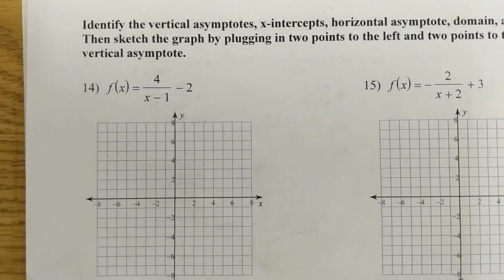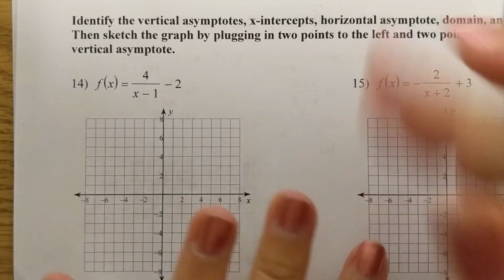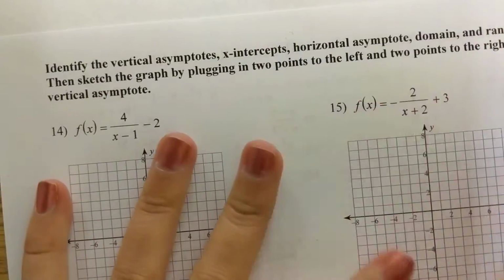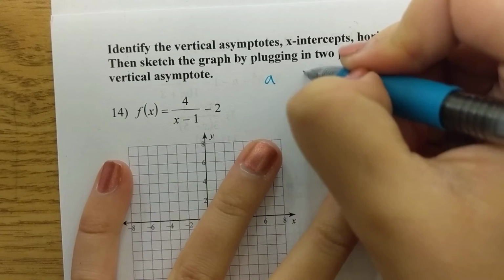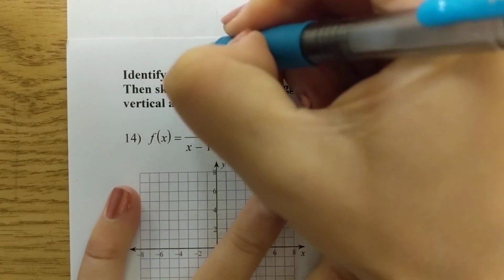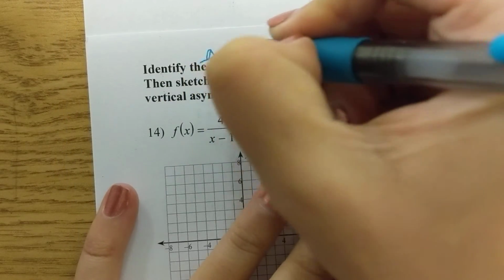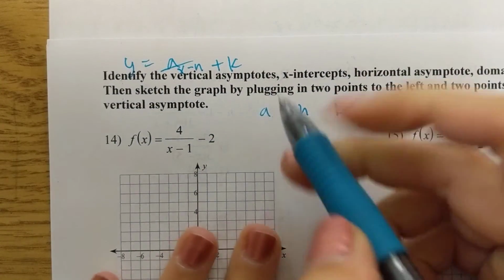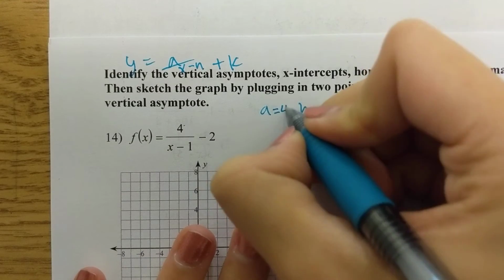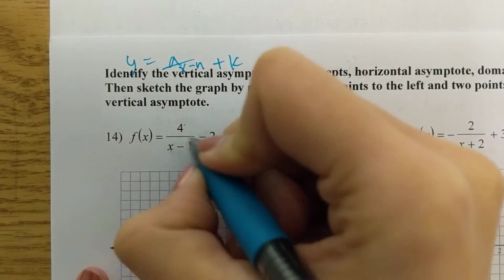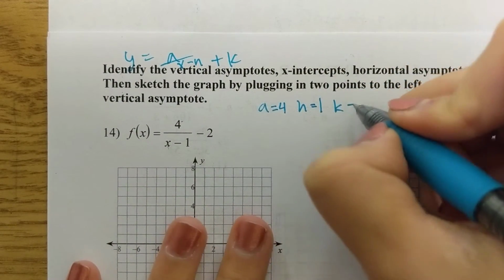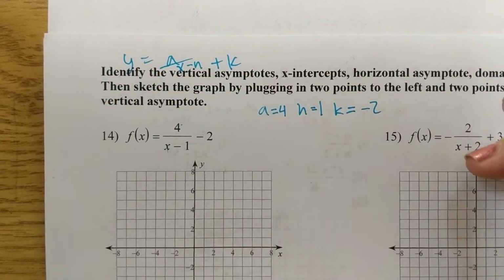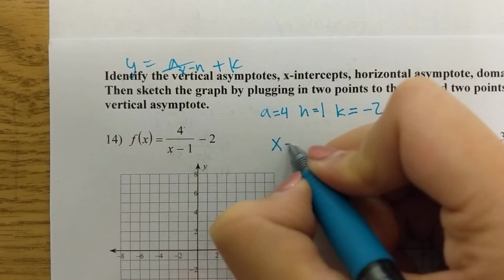All right, the last one, I'm just going to do one of these graphing ones, so pay attention. I need to know what A, H, and K are. This is in the form A over X minus H plus K. All right, A is 4, H is positive 1. Change the sign for H, keep it for K. K is negative 2. All right, your vertical asymptote is X equals H.